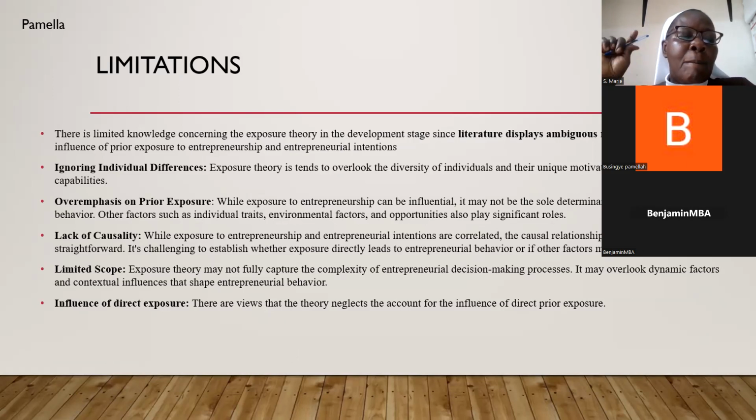The limitations, we cited 2 of them. The first one, there is limited knowledge concerning the exposure theory in development stages because the literature is ambiguous. You find that the literature that is available normally does not give what it should give to people that are being exposed. It is limited. Then another one, ignoring individual differences, despite the fact that people have different characters and traits.